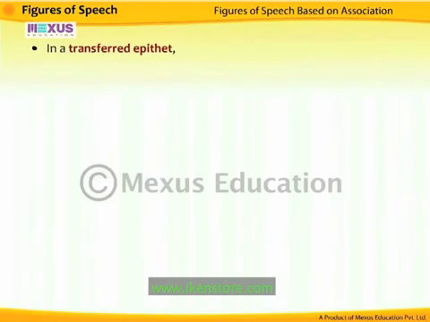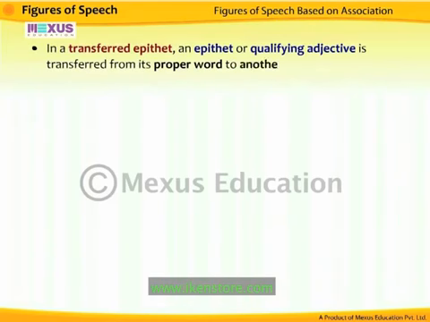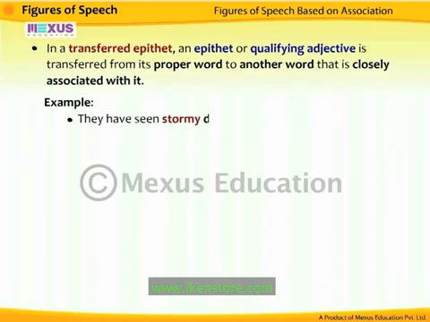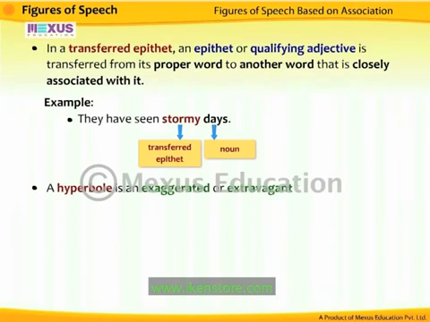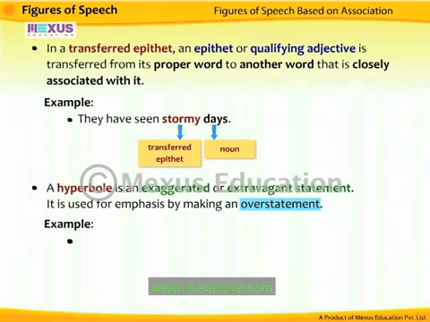In a transferred epithet, an epithet or qualifying adjective is transferred from its proper word to another word that is closely associated with it. For example, they have seen stormy days. The epithet stormy is actually associated with the experience of the people in this sentence. However, it is transferred to the noun days. A hyperbole is an exaggerated or extravagant statement. It is used for emphasis by making an overstatement. For example, if I hear any more music, I'll go deaf. The speaker will not really turn deaf because of the music. This statement is an exaggeration.